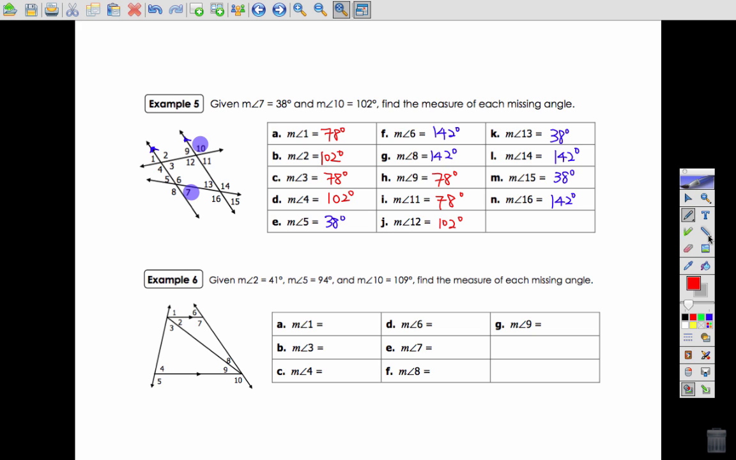Okay, so again, all it is that you identify the 2 parallel lines and 1 transversal and work in that group of 8 before you move on to the next one.